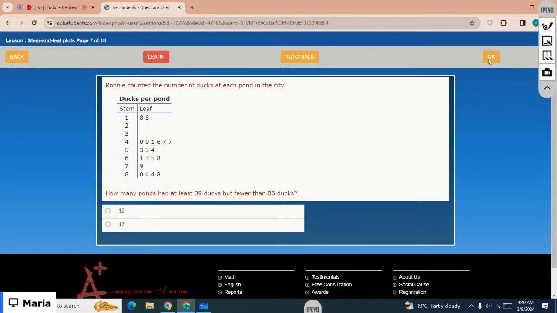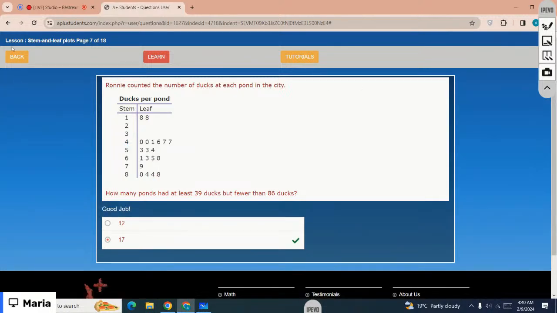Rooney counted the number of ducks at each pond in the city. How many ponds had at least 39 but fewer than 86 ducks? So you need to count all the ducks that are between 39 and less than 86. So greater than 39, right? That includes until 86. 1, 2, 3, 4, 5, 6, 7, 8, 9, 10, 11, 12, 13, 14, 15, 16, 17. 17 of the ponds have ducks that are between 39 and fewer than 86.